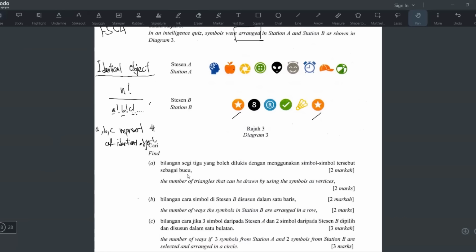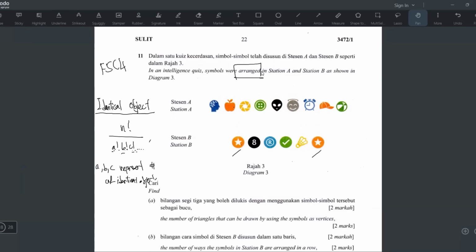Okay, let's see A. Find the number of triangles that may be drawn using the symbol as vertices. This one, no need to use permutation, right? Okay, atas dia kata arranged, and they already say it's arranged in this way. So ini memang sudah set dah dalam susunan yang ni, confirm dah. So I think we don't have to do permutation for soalan A.